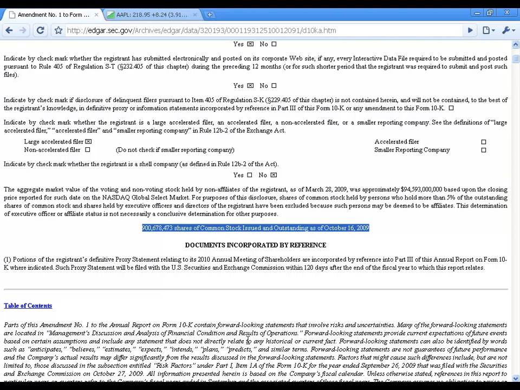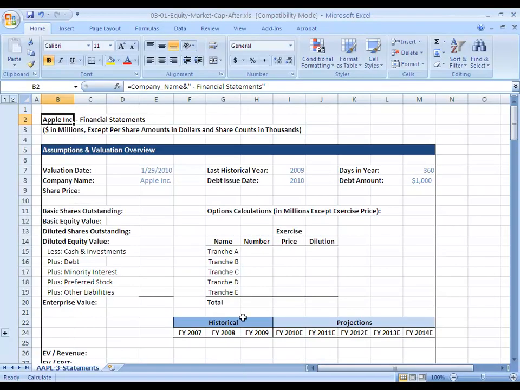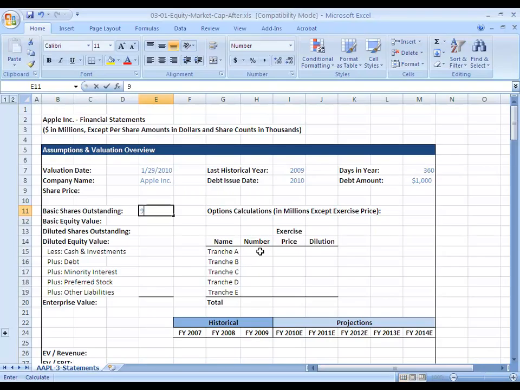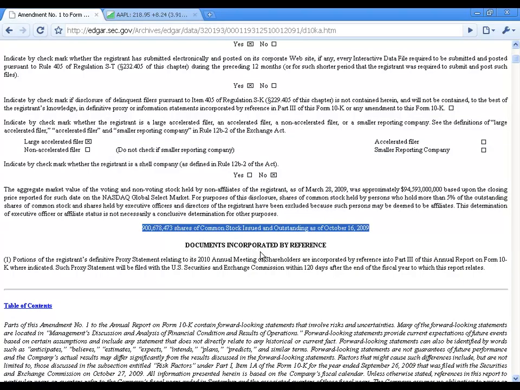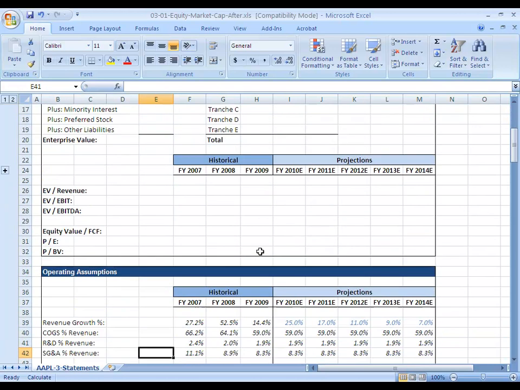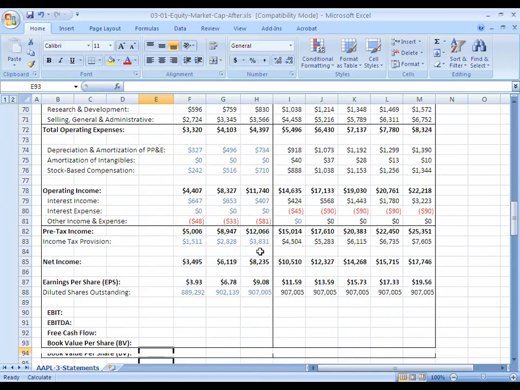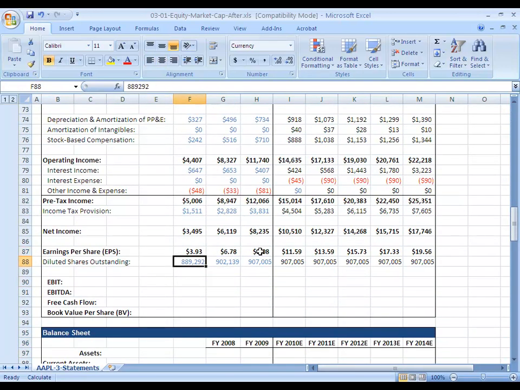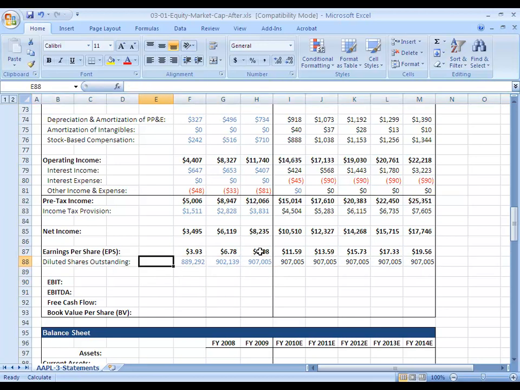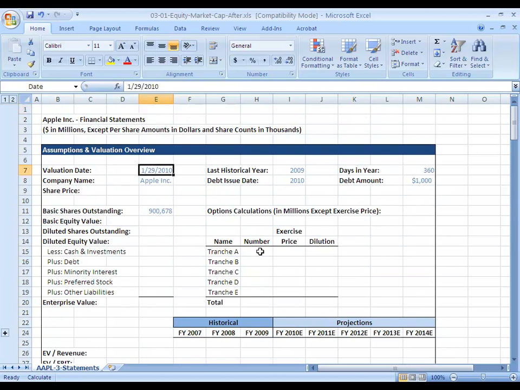So now to actually enter this number onto our model right here, I'm going to go over to basic shares outstanding, and I'm going to enter 900,678.473. Now the reason I'm entering it like this is to keep our style consistent. Remember that share counts here are in thousands, so similar to what we saw on our income statement for diluted shares outstanding, we want to make sure that shares here are formatted in the same way. So that gives us our basic shares outstanding number.